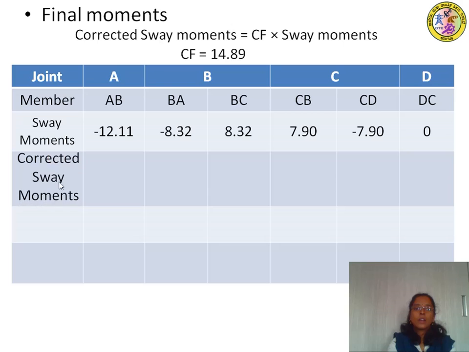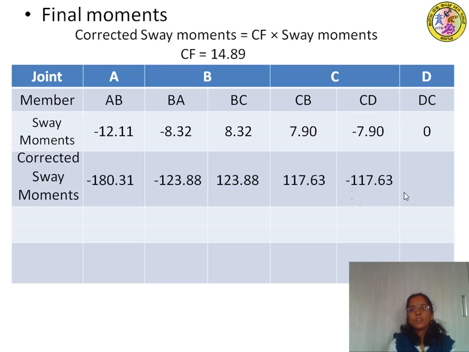Corrected sway moments are obtained by multiplying 14.89 into minus 12.11. Therefore MAB is minus 180.31. 14.89 into minus 8.32 is equal to minus 123.88. 14.89 into plus 8.32 is equal to plus 123.88. 14.89 into 7.9 is equal to 117.63, and for CD minus 117.63, and for DC it is 0.